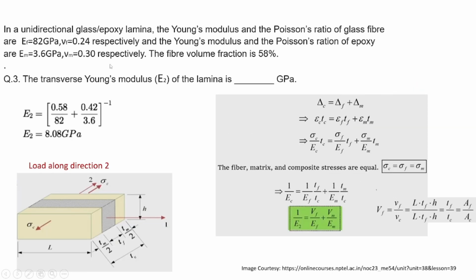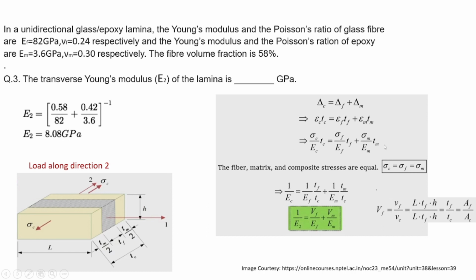Next question, with the same data they are asking, what will be the transverse Young's modulus of the lamina? Now here, as they are talking about transverse, the load is along the direction 2, which is not the axis along which the fiber is aligned, but it is transverse to the fiber alignment axis, that is in 2. Now here, the total deformation of the composite will be equal to the sum of the deformation of the fiber and the matrix. Putting the value of strain, the deformation is equal to strain times the thickness.